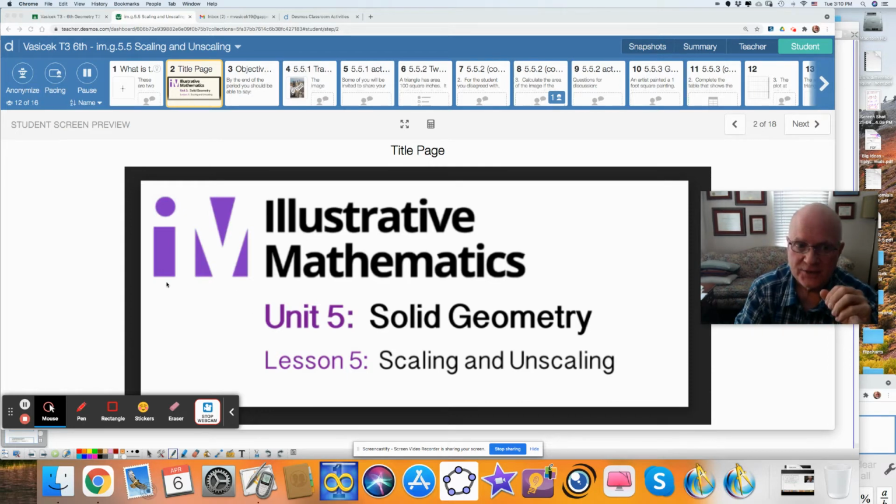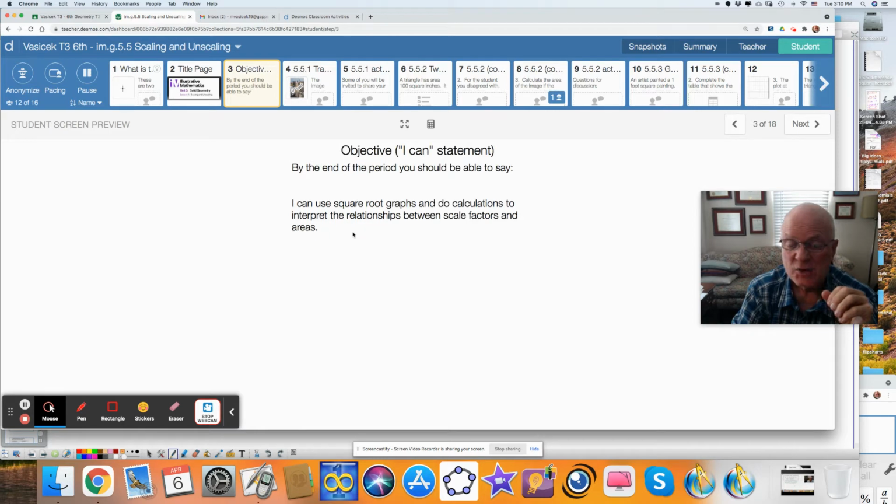By the end of the lesson, you should be able to say, I can use square root graphs and do calculations to interpret the relationship between scale factors and areas. We'll see it when we get to it, using square root graphs. And much of what we're going to do depends on the formula that we looked at yesterday.